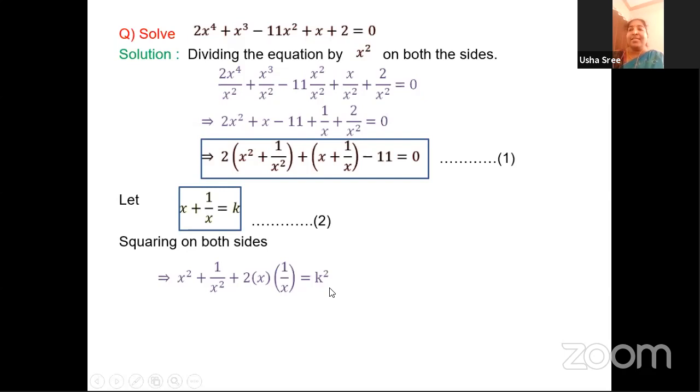Why? Because (x + 1/x)² is nothing but (a + b)², right? Then in this equation, x and 1/x in the last term of your left hand side get cancelled, and you will be left with 2. So x² + 1/x² + 2 = k². So for x² + 1/x², we will take 2 to the other side. It becomes k² − 2. Let us take this as equation number 3.